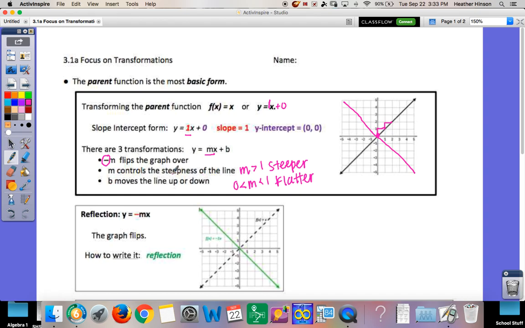The b at the end, the y-intercept, controls if the graph goes up or down. So right now, this one's 0. If we were to make it plus 1, it would move up 1. If we were to make it minus 5, it would move down 5.